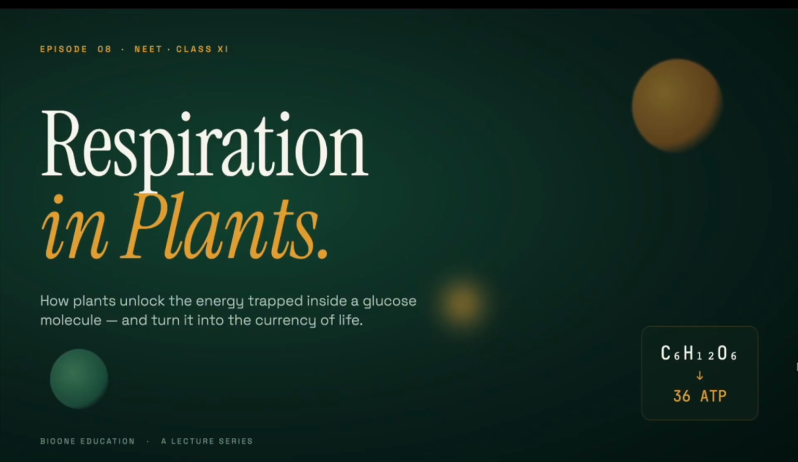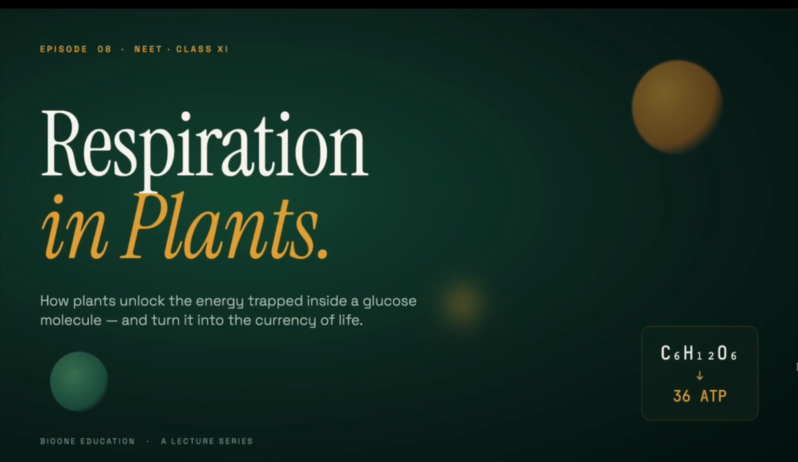We are diving into one of the most important chapters in your NCERT, respiration in plants. Now I know what you are thinking. Plants breathe. Yes, they do. And by the end of this episode, you will know exactly how a simple glucose molecule gets broken down step by step to produce the energy currency of life, ATP.